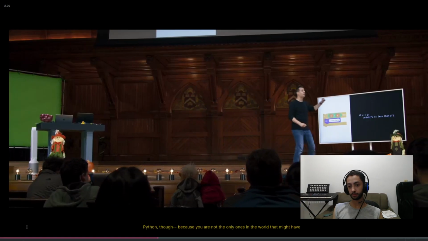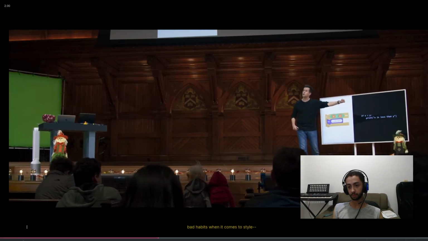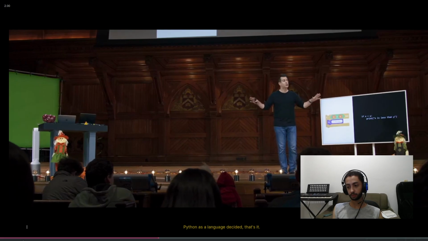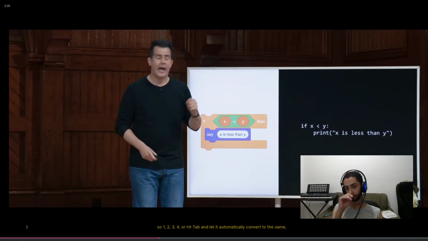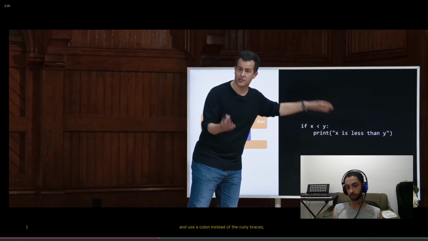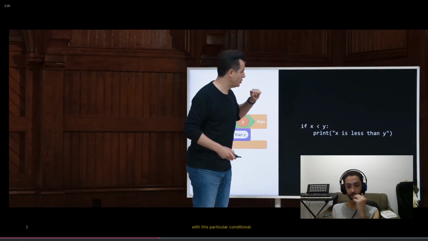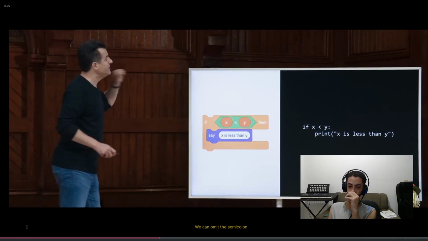Python, though, because you are not the only ones in the world that might have bad habits when it comes to style, Python as a language decided, that's it, like everyone has to indent in order for their code to even work. So the convention in Python is to use 4 spaces, so 1, 2, 3, 4, or hit tab and let it automatically convert to the same, and use a colon instead of the curly braces, for instance, to make clear what is associated with this particular conditional. We can omit, though, the \n from before, we can omit the semicolon, but this is essentially the Python version thereof.